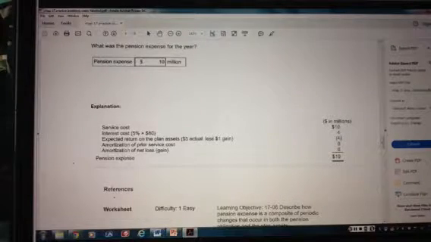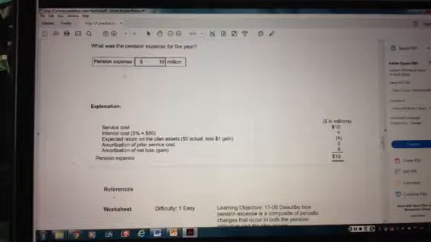We did not have any amortization of prior service cost or amortization of net loss or net gain. So service cost of 10 plus interest cost of 4, that's a subtotal of 14. Subtract the expected return of 4 to get a net pension expense of $10 million. So notice that if your actual return was 5 and your expected return was 4, there was a gain of 1.